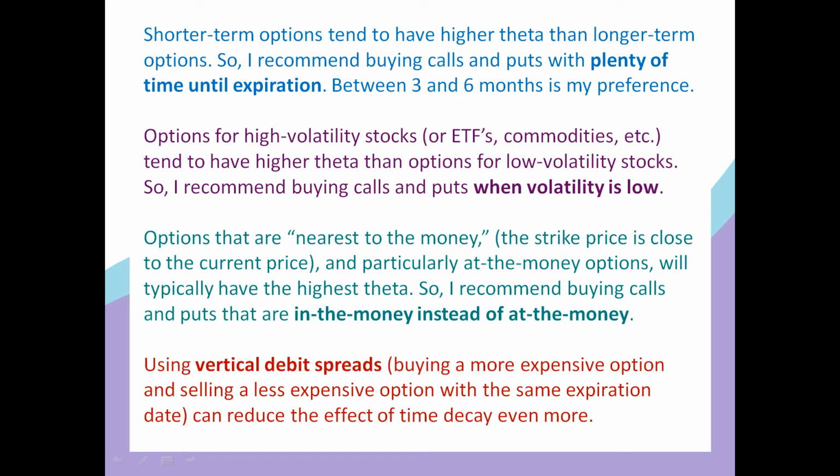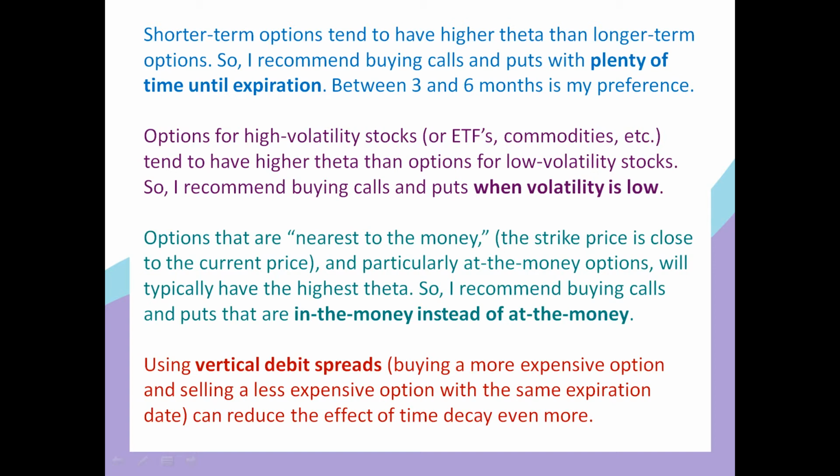Second, options for high volatility stocks or ETFs, commodities, or whatever tend to have higher theta than options for low volatility stocks. So I recommend buying calls and puts when volatility is low.